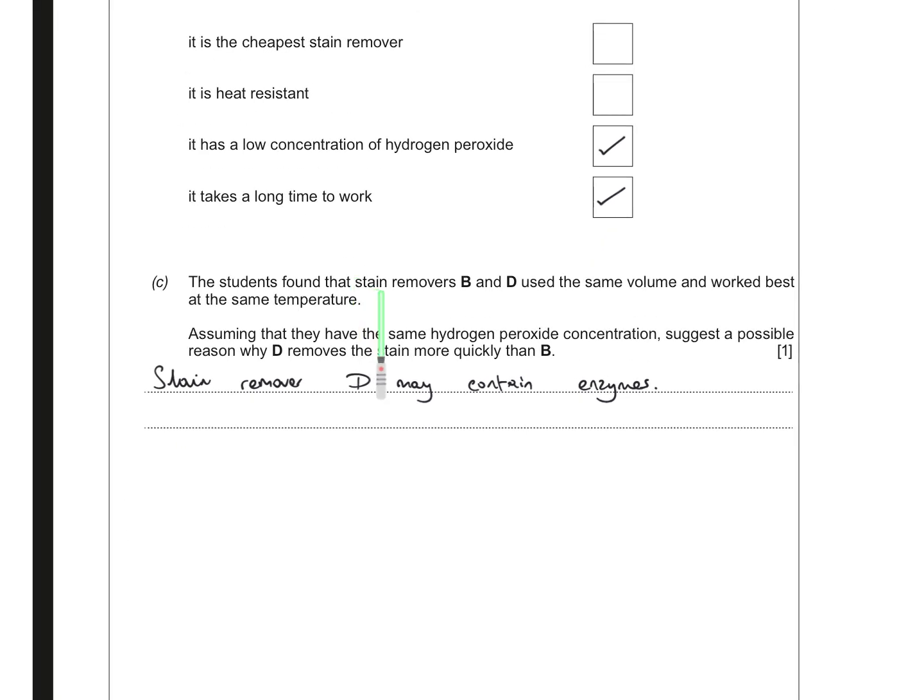The student found that stain removers B and D used the same volume and worked best at the same temperature. Assuming that they have the same hydrogen peroxide concentration, suggest a possible reason why stain remover D removes the stain more quickly than stain remover B. Remember, we're talking about washing powders here, so stain remover D may contain enzymes. Think of your biology lessons. Enzymes are biological catalysts. They speed things up.